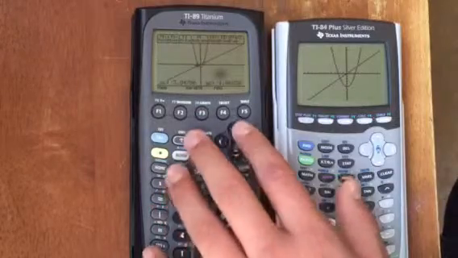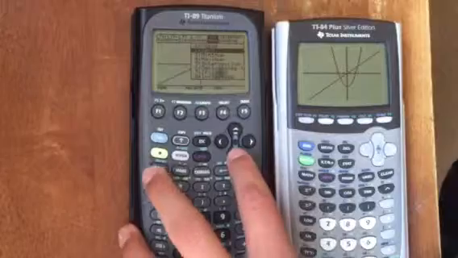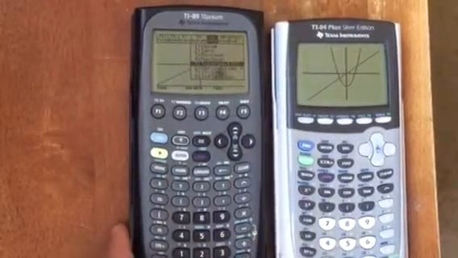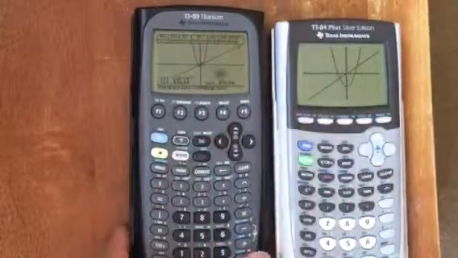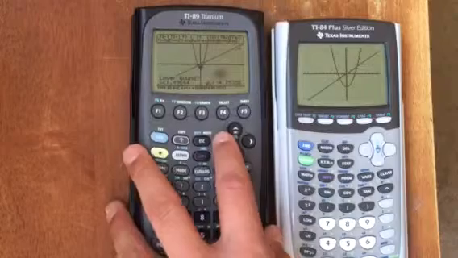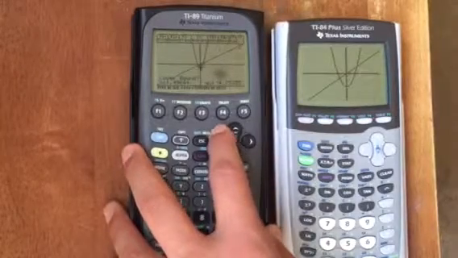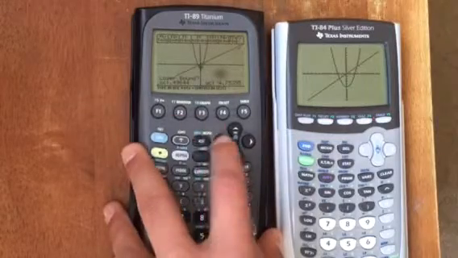And we're going to go to our F5, which is math. It's going to give us that same list from the TI-84. We're going to choose intersection. It's going to ask for our first curve, and it chooses the y1 right there. So we're going to have y1, y2. Then it's going to ask for our lower bound. So it's going to ask us for our lower and upper bound, and those are going to be at the boundaries at which we think the intersection is going to occur.